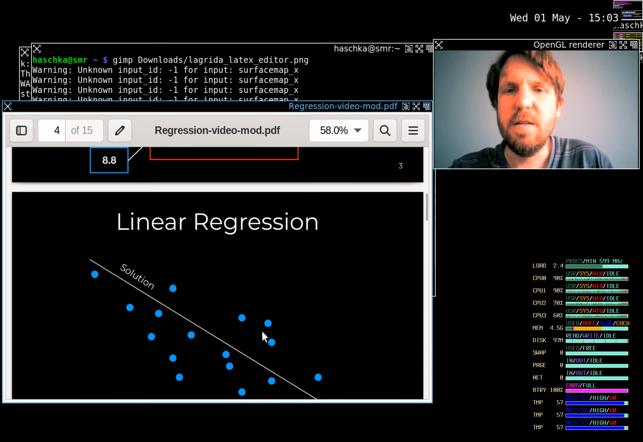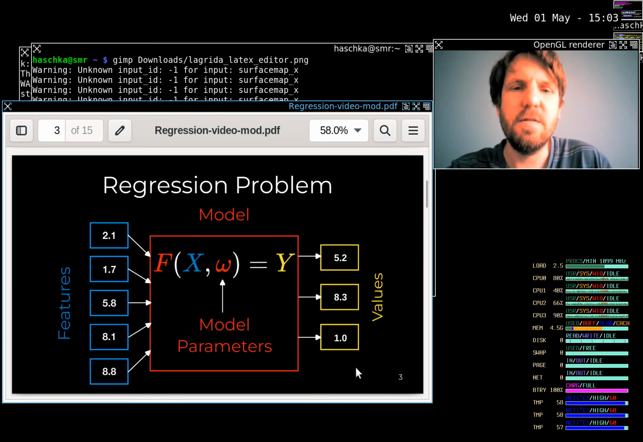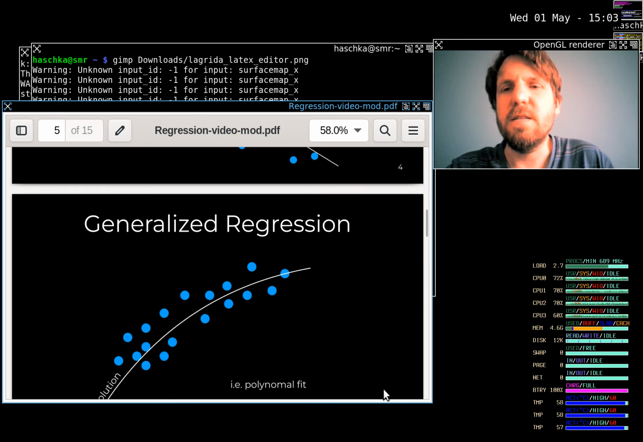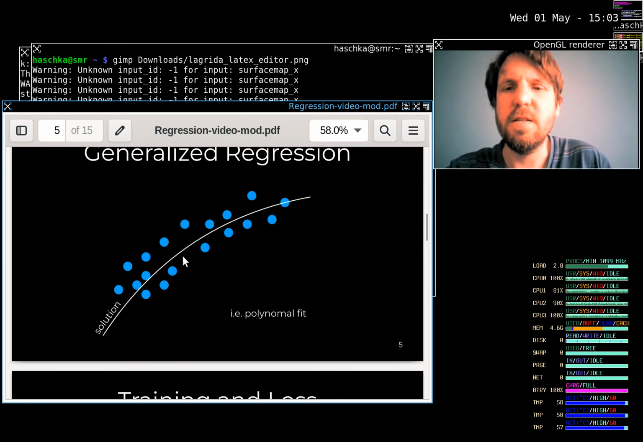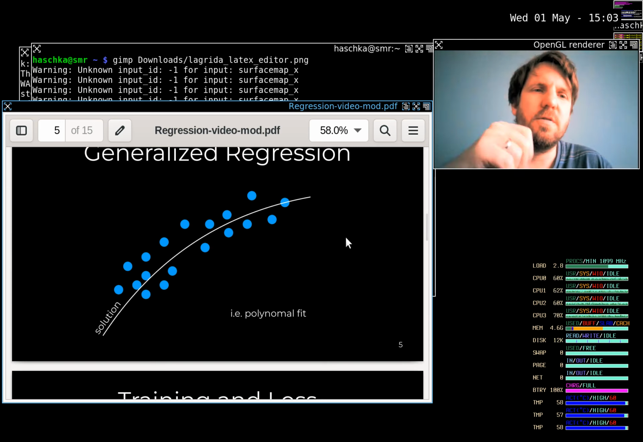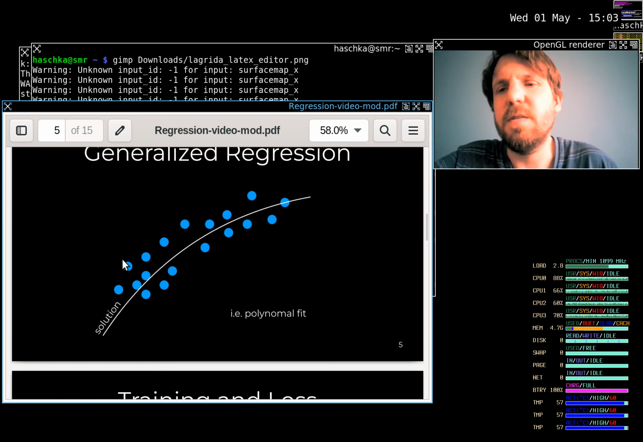Of course, this doesn't have to be two-dimensional. You can have a lot of features and a lot of outputs. This is the typical regression problem. A bit more generalized, this doesn't have to be linear. You can have a model which is some kind of curve that you want to fit, and then fit the curve to your points.